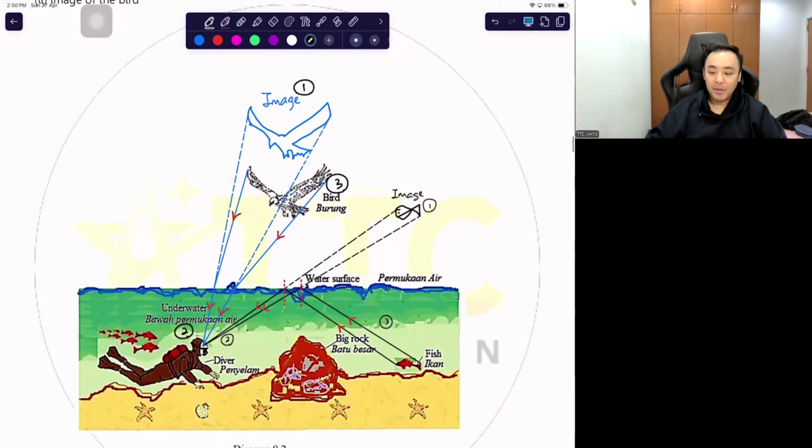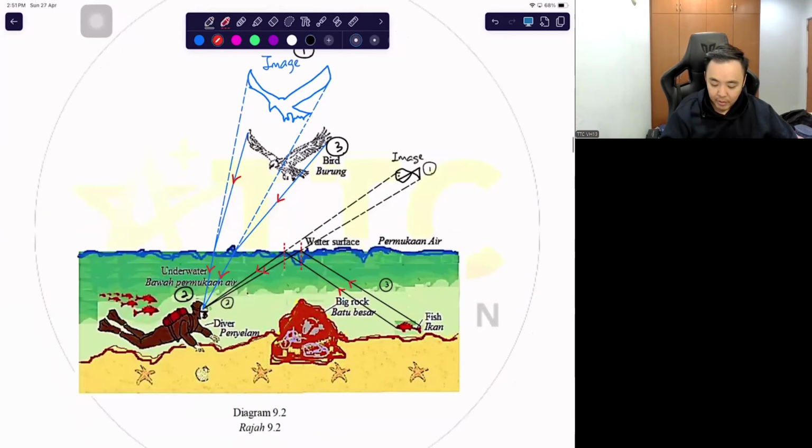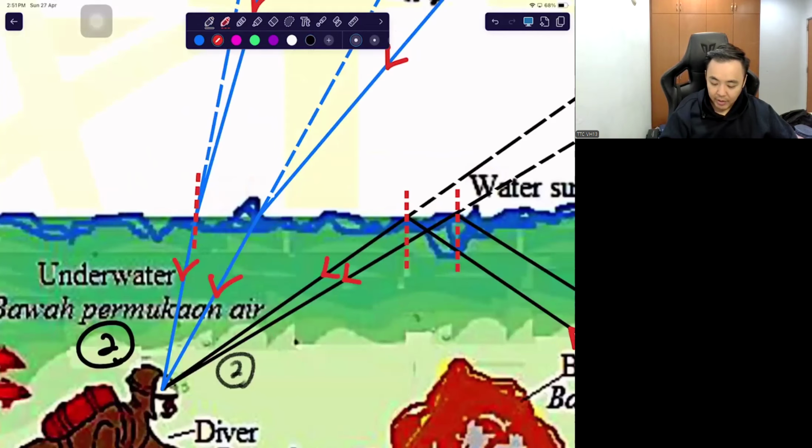Okay, now you try drawing yourself. 3 steps. Image comes out first, the object, then you draw the light ray to the eyeball, and then bend the light back to the object. Every time, need normal line. Normal line is 90 degrees. Every time, need normal line. Okay, there you go.